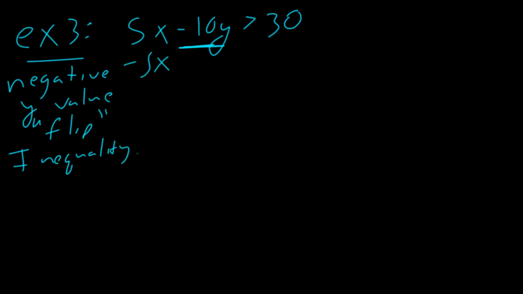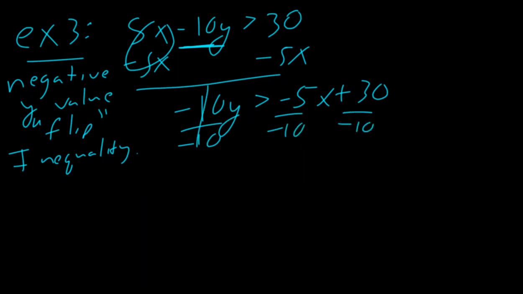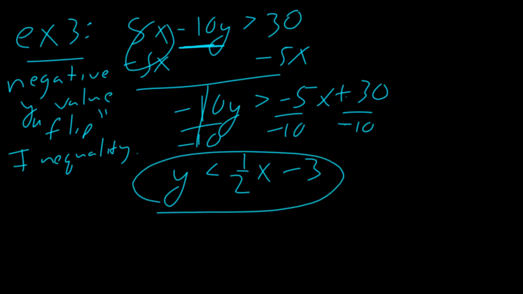So here I subtract my 5x from both sides, minus 5x. We have negative 10y is greater than negative 5x plus 30. And now once I divide everything by negative 10, because I am dividing by a negative, I know that my symbol must flip. A negative divided by a negative is a positive, and 5 and 10 can both be divided by 5, becoming 1/2 x. And a positive divided by negative is a negative 3, because 30 divided by 10 is 3. And here we are. There's our inequality.